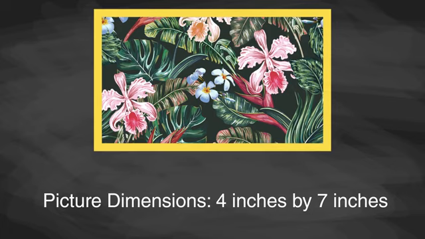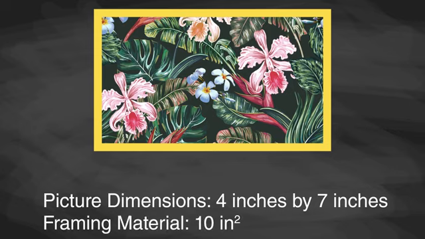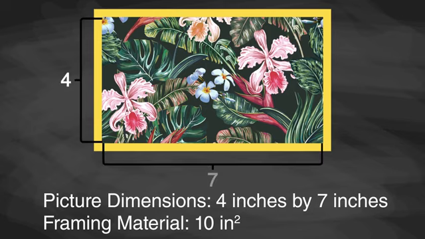This diagram shows the picture with a frame that is the same width all the way around. We have been given 10 square inches of framing material to create our frame. When creating an equation from a model, label as much of your diagram as you can. Let's start by labeling just the width and length of the picture, which is 4 by 7.